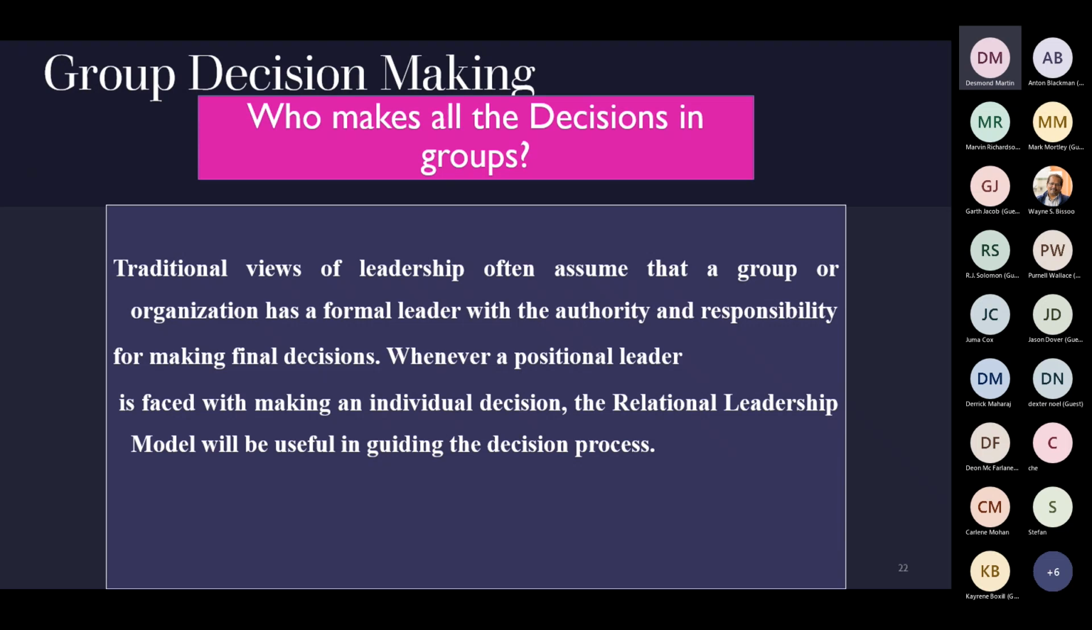Group decision making. Who makes all the decisions in groups? In most groups, the positional leader is responsible for making some, if not all, of the decisions. In instances where a group meeting isn't able to be held, or the leader is representing the group, they need to be able to make the best possible decision that benefits the group. One tool that can be used to ensure this is the relational leadership model.